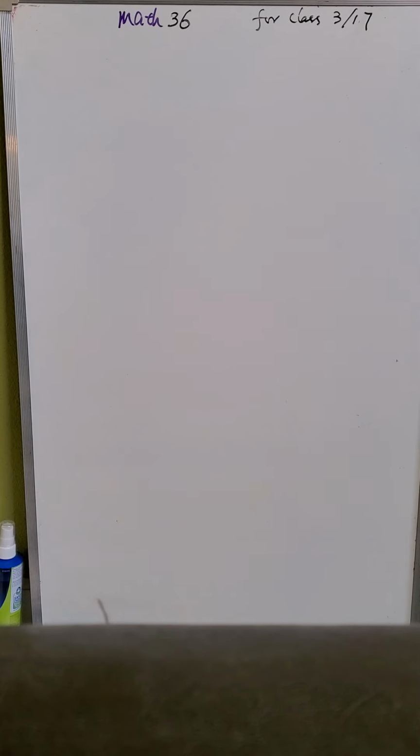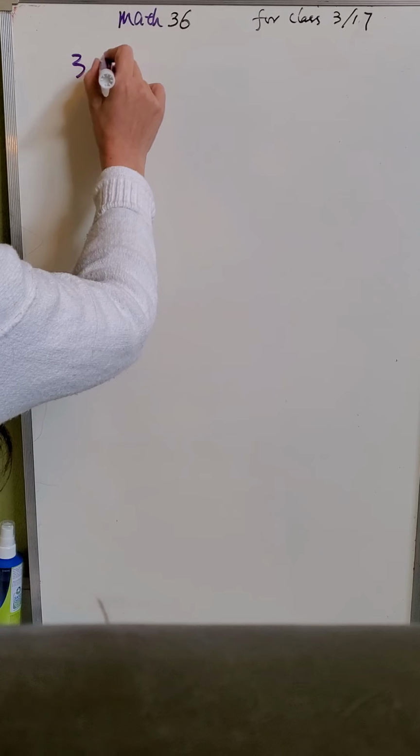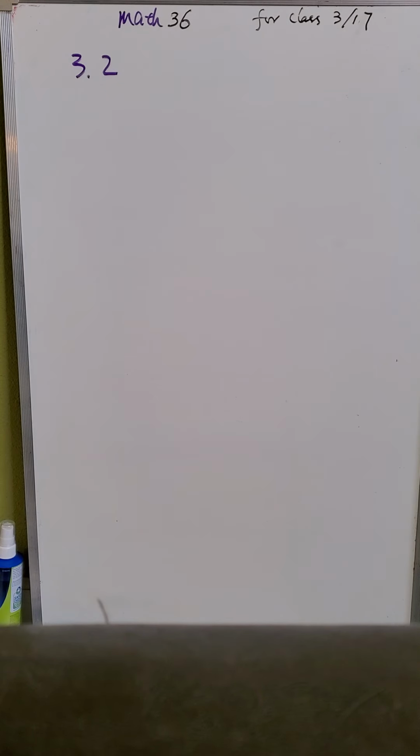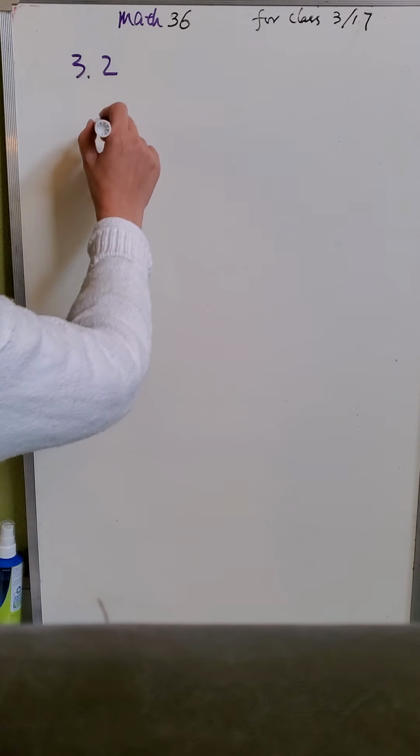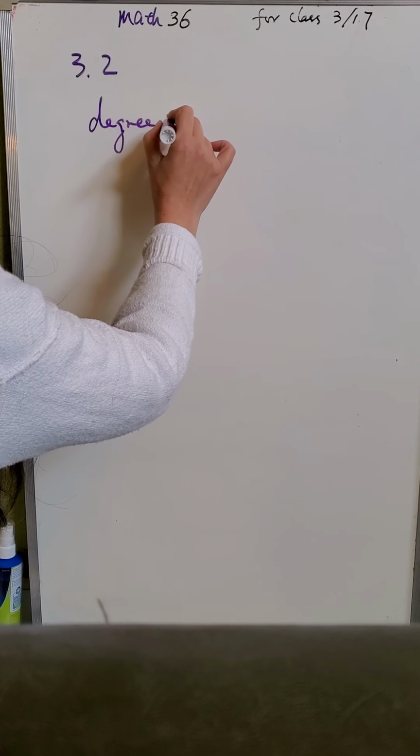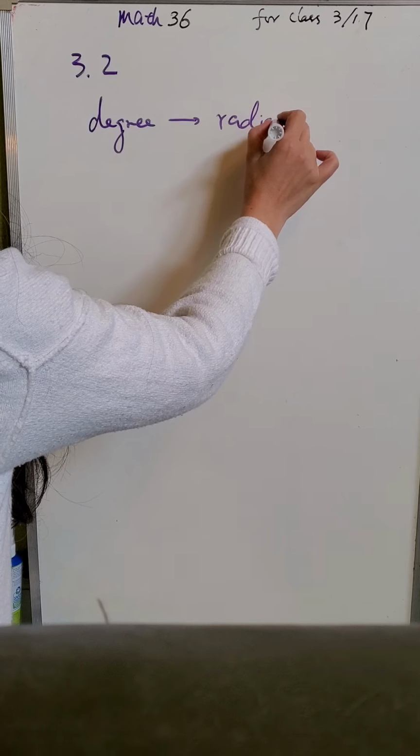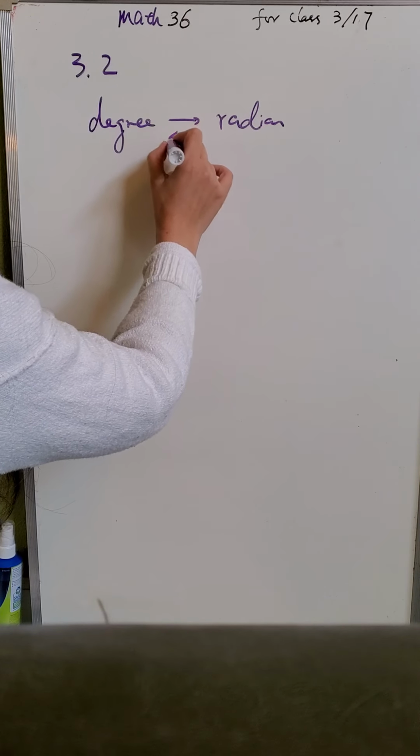Today we're going to learn the first lesson. Our first lesson is 3.2. In 3.2 we learn something new: how to represent angles. Normally we use degrees for angles, but now we're going to use radians. You're going to learn how to convert degrees to radians, and we also learn how to compare them.